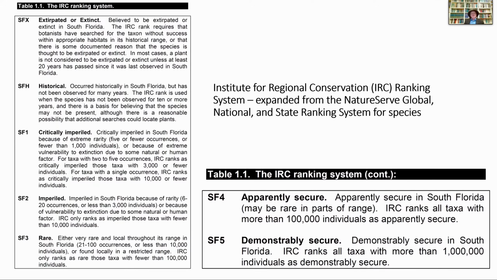IRC explicitly defined the criteria for these for South Florida as to which species fell in each category and how they determined which category each species was in, and found that many species that were not even on the rare plant radar, no one could relocate anymore within the region. So they were regionally historical or possibly even extirpated from the region. It had been so long since they'd been last seen.